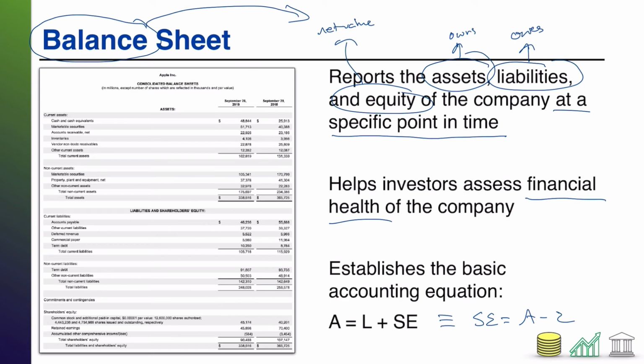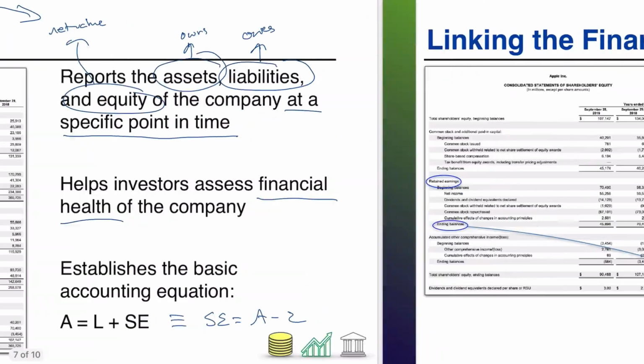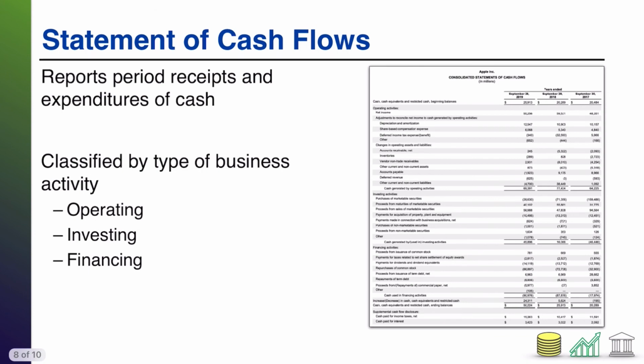But that only tells you about the balance in cash. It doesn't tell you how did cash change? Where did it go? Where did it come from? That's what our statement of cash flows is for. It tells you where did your cash go? Where did your cash come from?